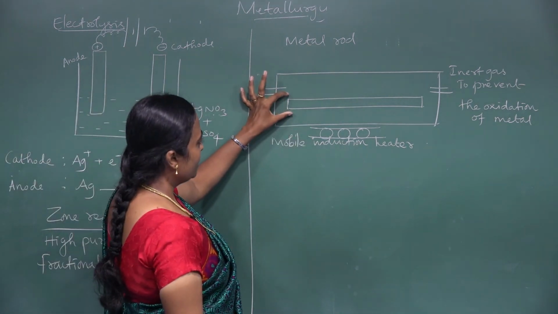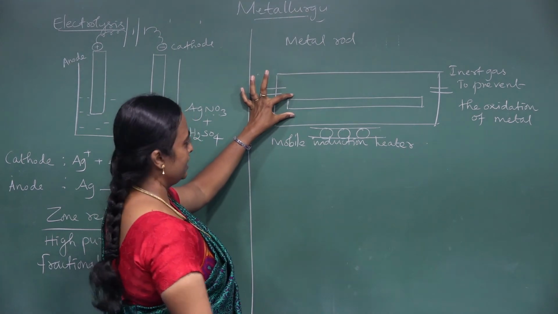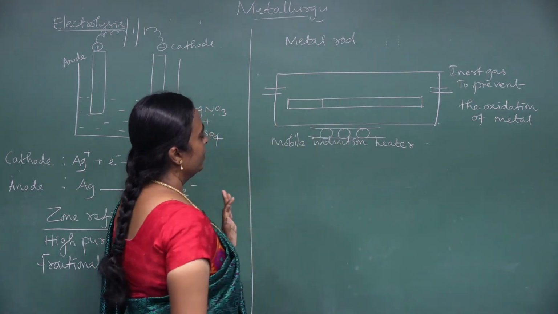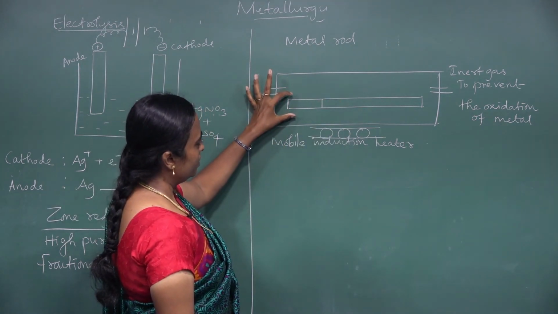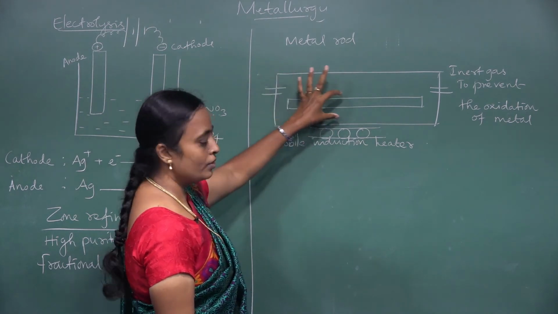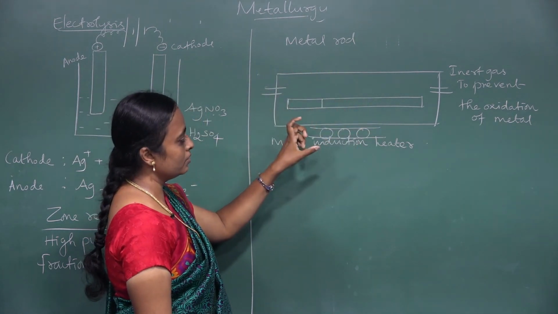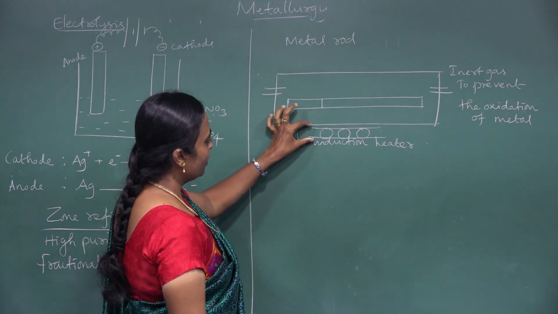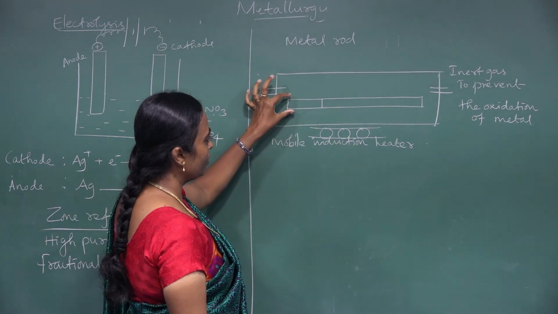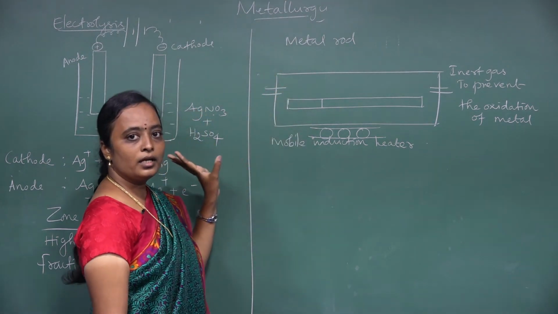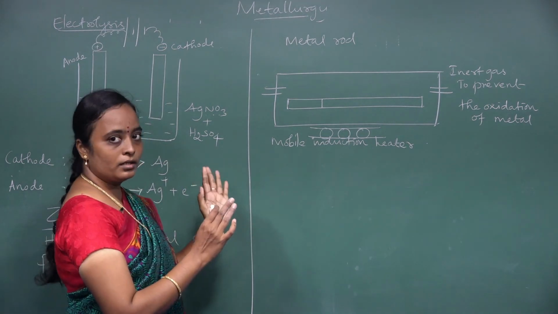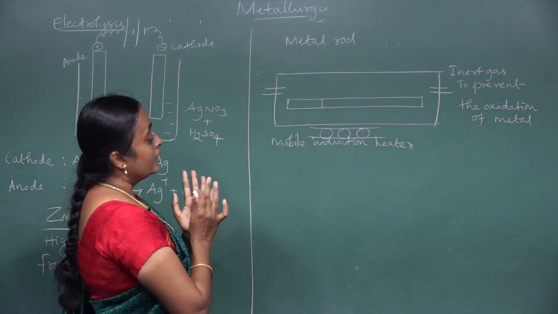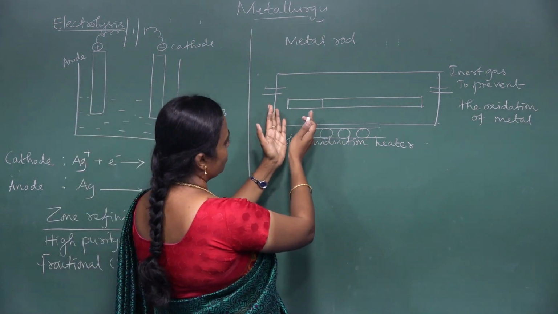Now I am going to heat one end of the rod, just this part alone. Now what happened? This metal rod contains impurities, and we are going to separate those impurities from the pure form of the metal. Now we heat only this one end of the rod. The impure metal will be melted, no doubt, and in the same way, it will be entirely melted.